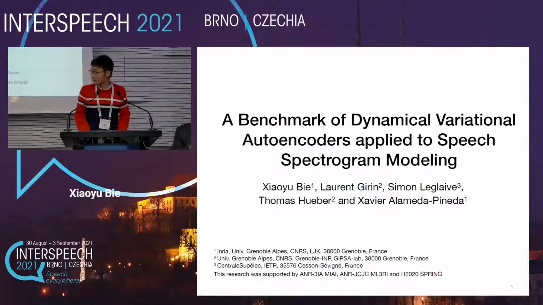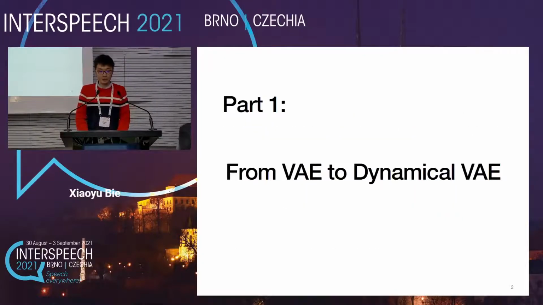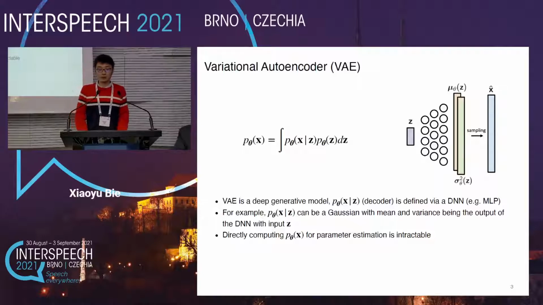Today I'm going to present our paper, a benchmark of dynamical variational autoencoder applied to speech spectrogram modeling. So let me first give a brief introduction to the variational autoencoder, and then we will go to its dynamic extensions. Basically, a variational autoencoder, or a VAE, is a typical generative model where the observed data X is assumed to be generated from the latent variable Z. So the computation of the conditional probability P theta X depend on Z is the generative process, or we can also call it a decoder in the VAE.